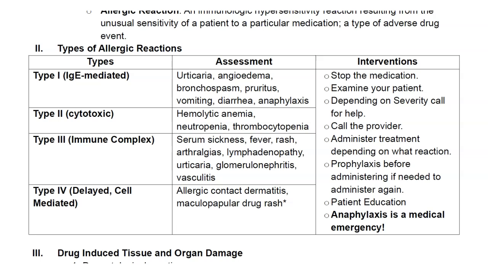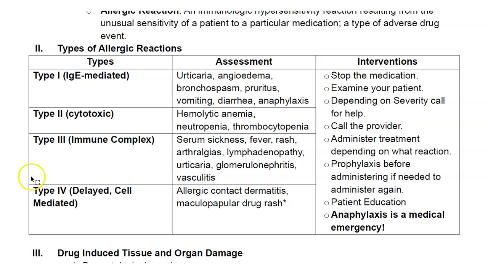Type 2, on the other hand, is cytotoxic. When you're looking at your patient, if they're having a type 2 allergic reaction, they may show signs and symptoms of hemolytic anemia. They may have neutropenia and thrombocytopenia. It may be asymptomatic if you're just looking at the patient, but it is more detected through blood work, unless it's quite severe, in which case you may start seeing signs and symptoms of severe anemia.